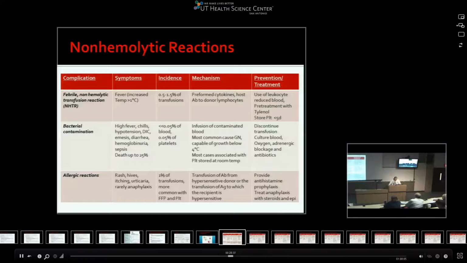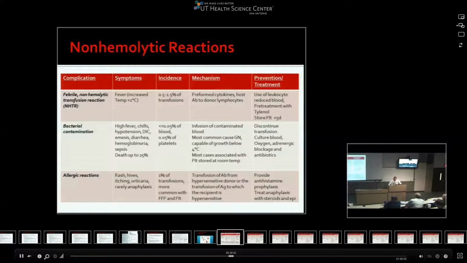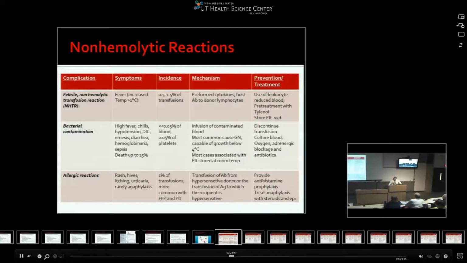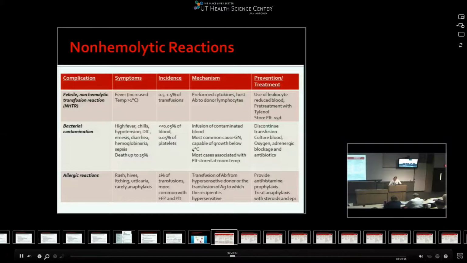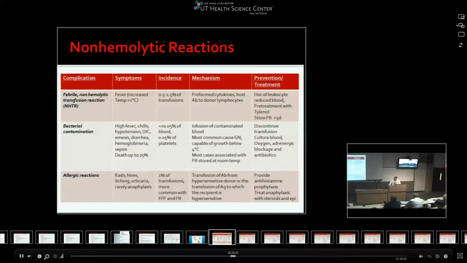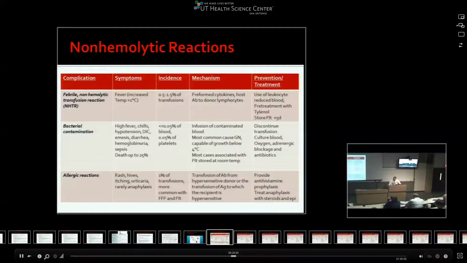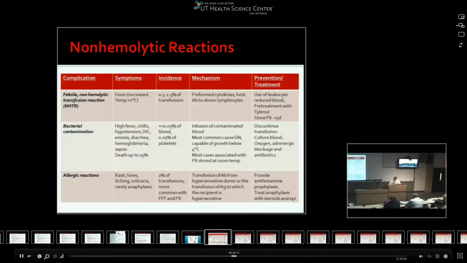Non-hemolytic transfusion reactions, one of the most common ones is the febrile transfusion reaction, which is due to preformed cytokines and host antibodies to donor lymphocytes, and can be prevented through use of leukocyte-reduced blood and pretreatment with Tylenol. Bacterial contamination is very rare and presents with a septic picture due to contamination of blood, and is usually caused by gram-negative bacteria that can grow below 4 degrees and is more often found in platelets. Basically, treatment is to discontinue the transfusion, cultures, antibiotics, and supportive management.